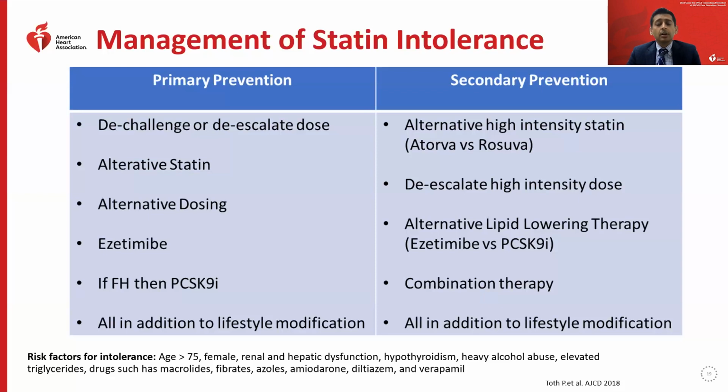Now, remember, if the patient also has established atherosclerotic disease or maybe non-obstructive coronary disease or non-obstructive atherosclerotic disease, these are patients that are now with ASCVD, right, based on the definition. So they would benefit from being treated as secondary prevention. So in secondary prevention patients with established ASCVD, you can try an alternative high-intensity statin like atorvastatin if they were on rosuvastatin, or rosuvastatin if they were on atorvastatin, de-escalate the dose.